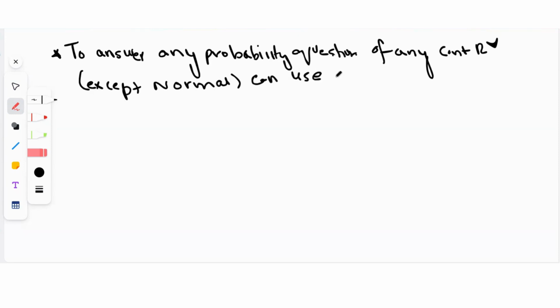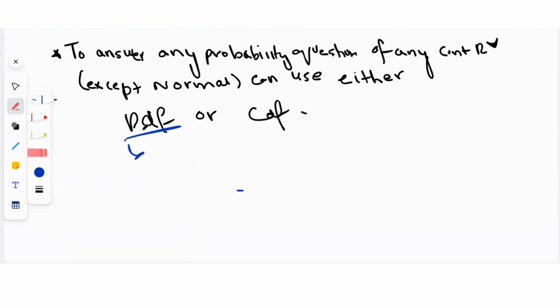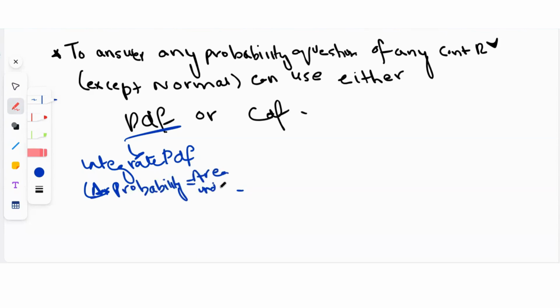we can use either PDF or CDF. For PDF, what we do is integrate the PDF to find the probability the continuous random variable lies in some interval. This is because we know probability is area under the PDF, right? Remember, we said area under the PDF gives us probability. So we integrate the PDF over that interval, and we get the probability the continuous random variable lies inside the interval.